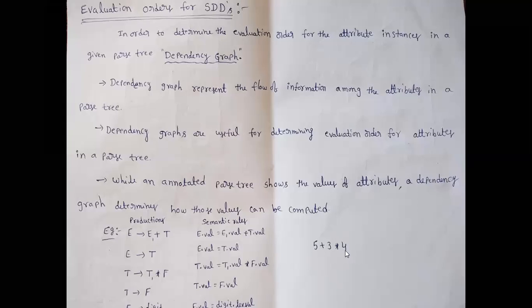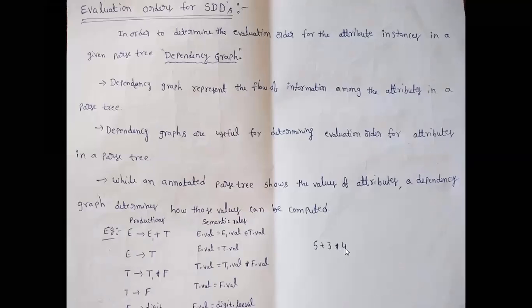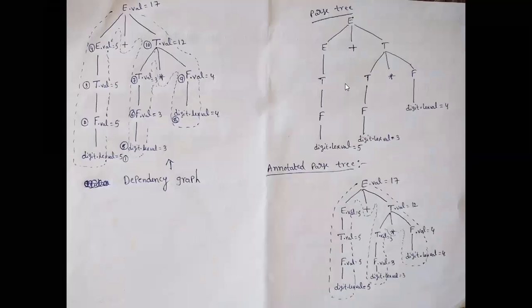Then we construct a parse tree and an annotated parse tree, then the evaluation order of the syntax directed definition. Okay, so this is the parse tree. What is the expression here? 5 plus 3 star 4. So E produces E plus T. Here we have E produces T and T produces F, and digit dot lexval is 5. Why? Because this E is not performing any multiplication, so the addition comes first.